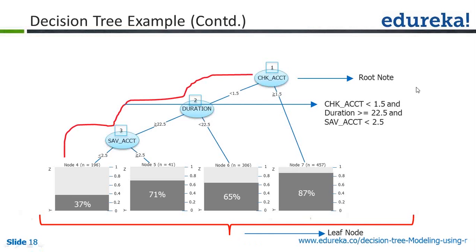So let's move on. Think of it, we started with 70%, and we created differential nodes: 87, 65, 71, 37. Here, node size is written everywhere. What is the node size? And what is the depth? Depth is the maximum length of the tree. So it is 1, 2, 3. This is called the depth of the tree. The depth of the tree is 3.